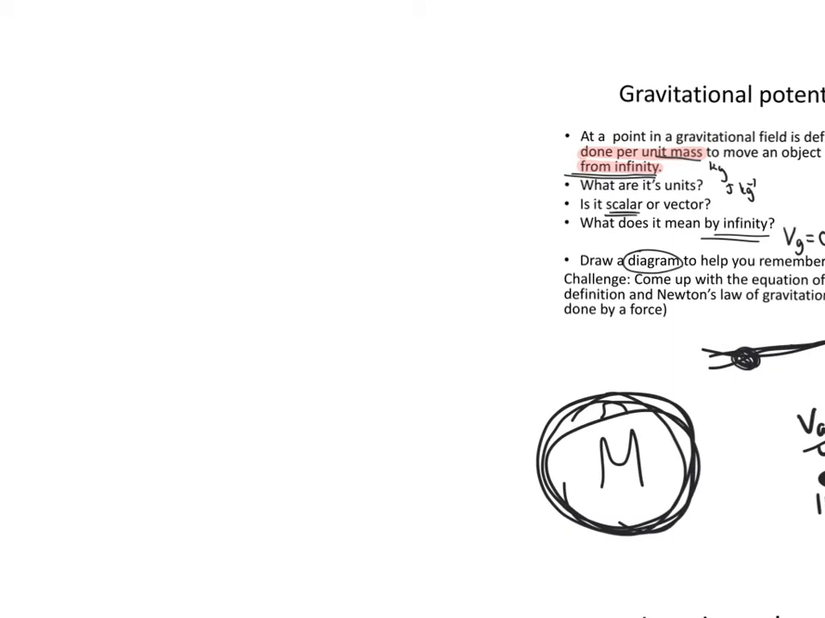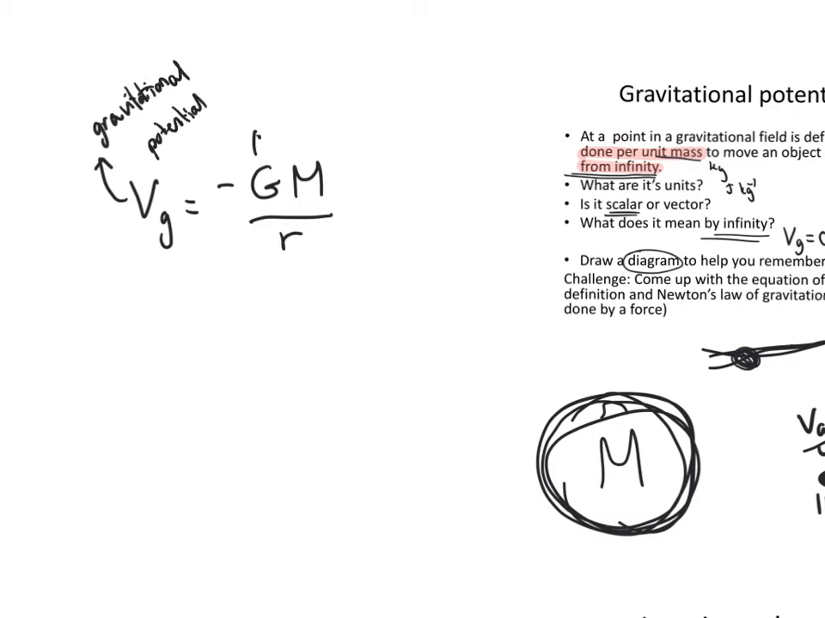So how can we calculate the gravitational potential at the point in the field? It will be Vg equals minus GM over r, where Vg stands for the gravitational potential. G stands for the gravitational constant. M stands for the mass of the point mass.